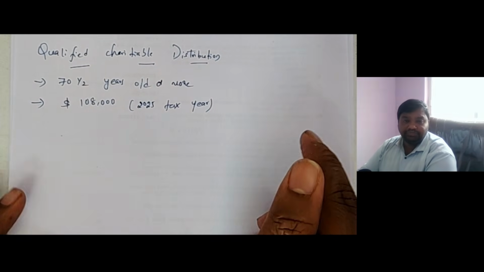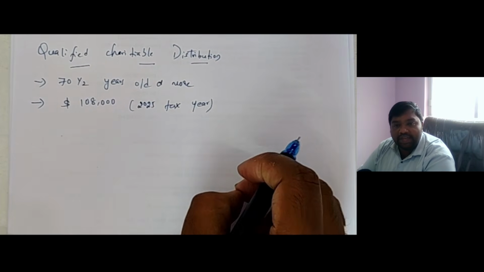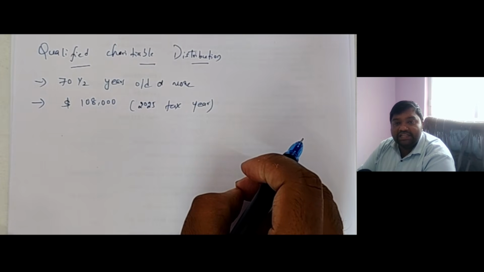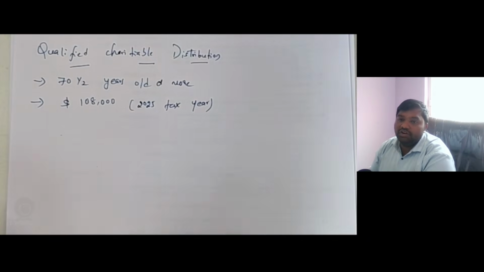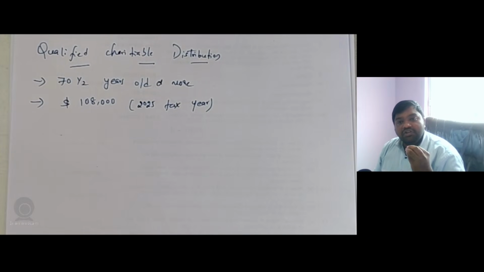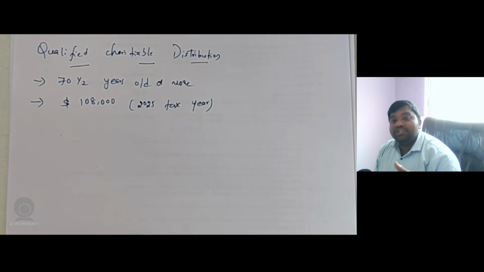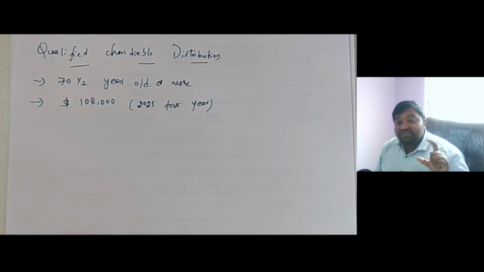And also, whatever distribution you are making, you can't take that in your hands and distribute it. That is not possible. You have to directly give instructions to your traditional IRA account: please make a contribution of this amount to the charitable entity. The traditional IRA account should transfer the amount directly into the qualified charitable institution account. If that is not done, then it is taxable as your income.